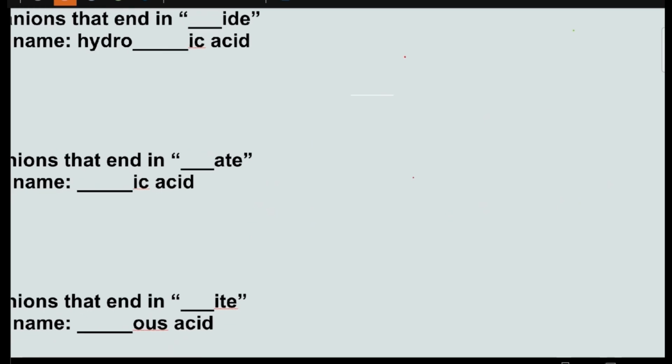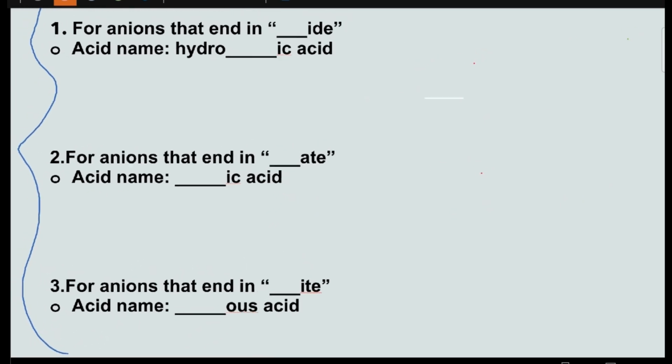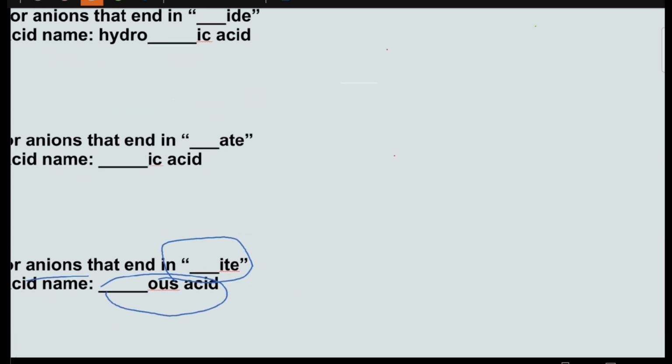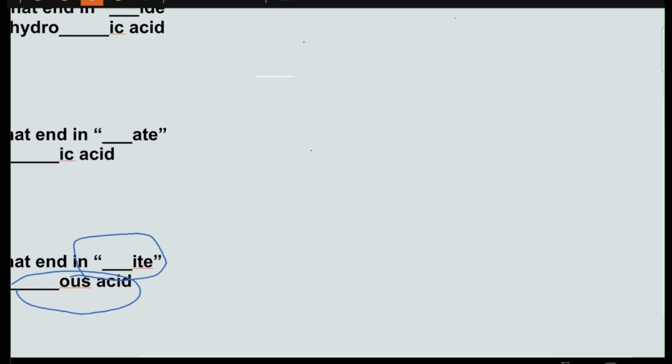Now let's have a look at the last rule. The last rule says, if an anion of any compound ends with ITE, we will name the acid dash-ous acid. In the dash we will put the first part of the anion.